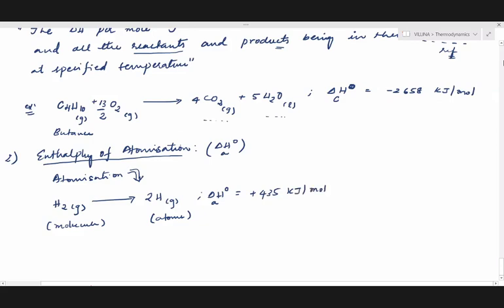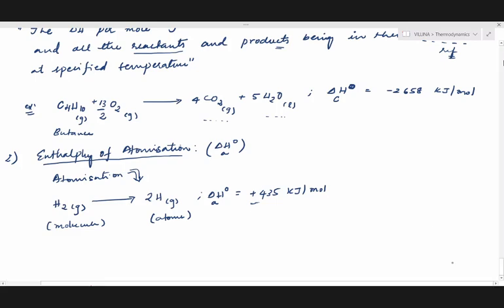Why are we considering it as a plus? Because we are going to give energy to the system, right? We have to either heat it or supply some other sort of chemical energy. It can be mechanical energy, it can be any other energy. We are supplying energy. That's why the symbol is positive.